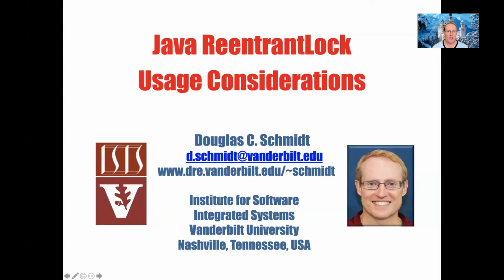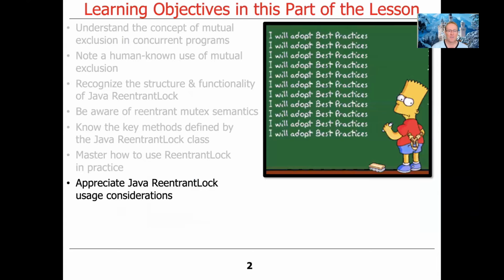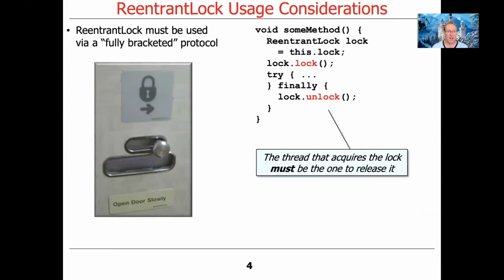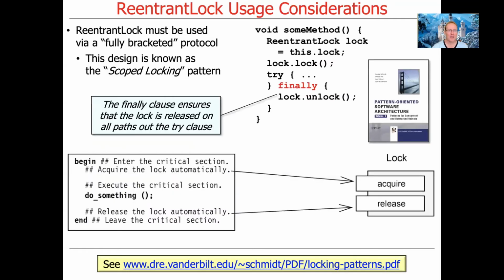So the last thing I want to cover today are usage considerations for Java ReentrantLock. A couple things to note: a ReentrantLock must always be used using a fully bracketed protocol. That's just a fancy way of saying that the thread that acquires a lock must be the one to release it, just like the airplane restroom protocol we talked about before.